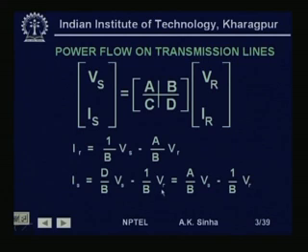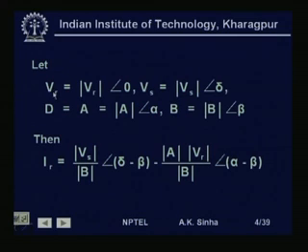We have already seen that A is equal to D, therefore, we will replace this D by A and we have Is is equal to A by B into Vs minus 1 by B into Vr. Once we have found these currents, the receiving end and sending end currents, we can write down the relationship for power. Here, as I said earlier, we are assuming the receiving end voltage Vr to have magnitude Vr and angle 0, that is, we are making the receiving end voltage the reference phasor, and Vs is equal to magnitude of Vs and an angle of delta, which is the angle by which the sending end voltage leads the receiving end voltage.